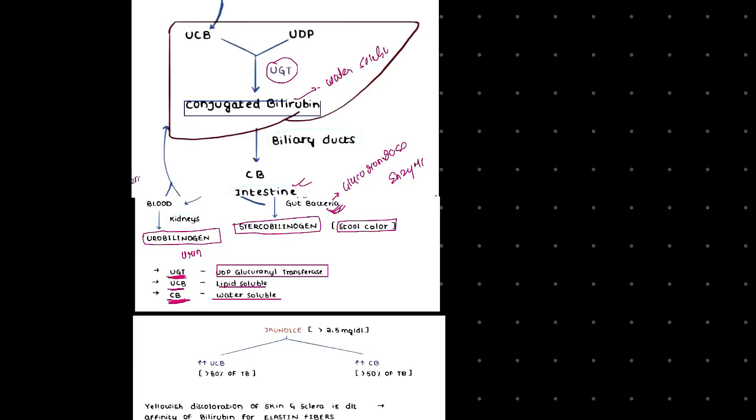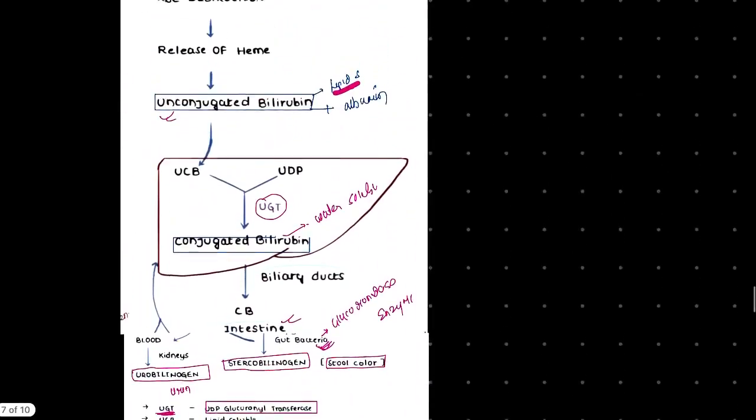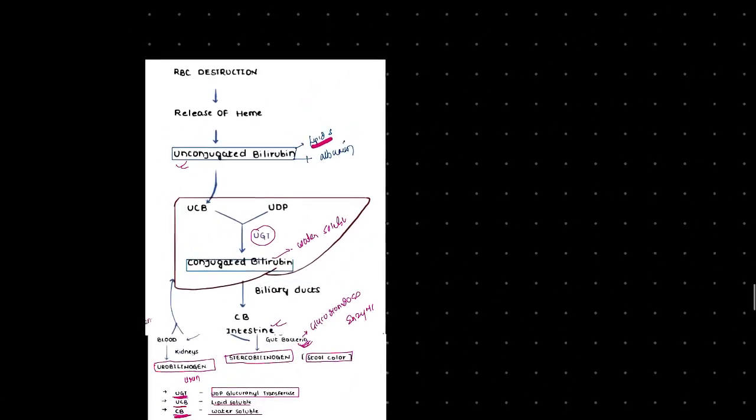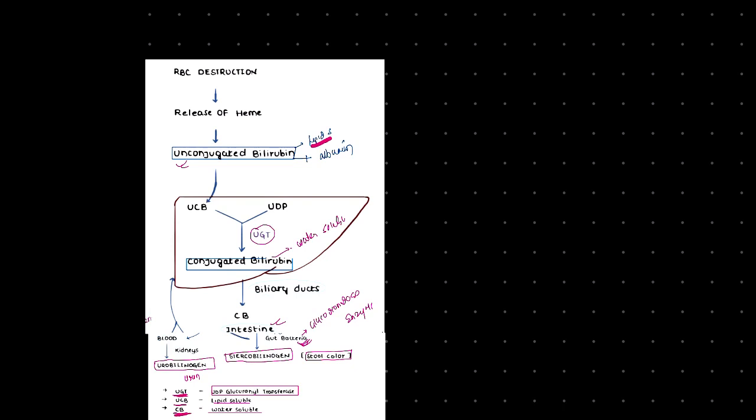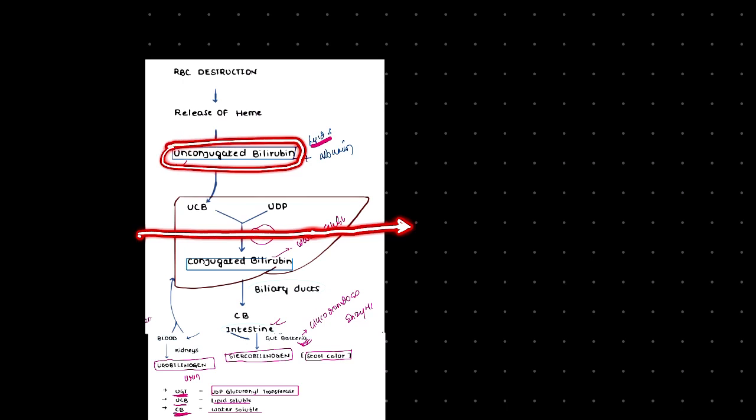Now let us suppose there is one condition: we have a defect right here in this area. Then our unconjugated bilirubin will not be able to convert into conjugated bilirubin, because of which the unconjugated bilirubin level will go up.